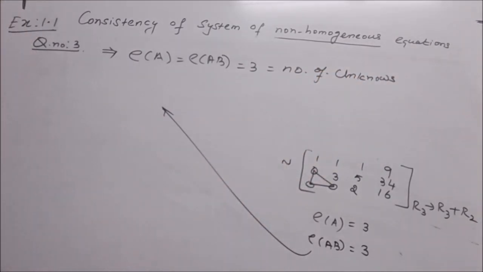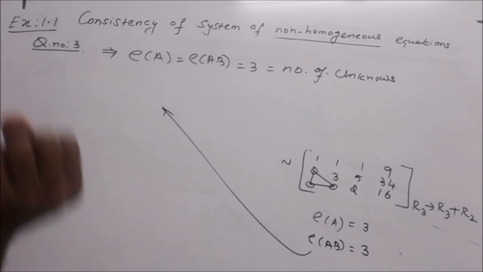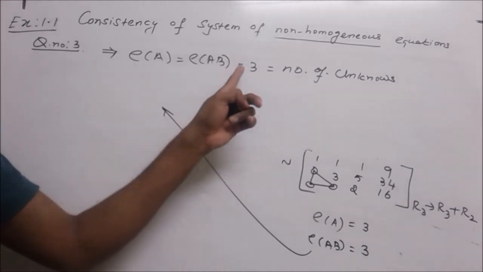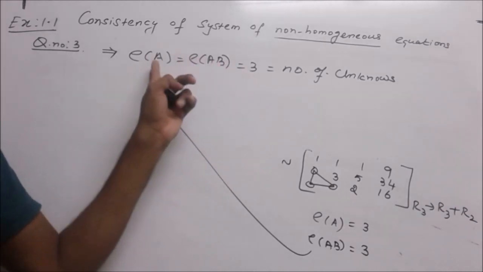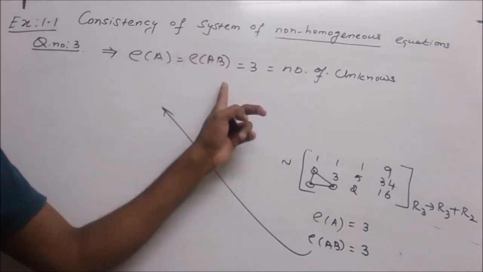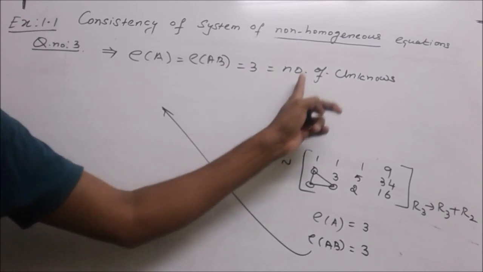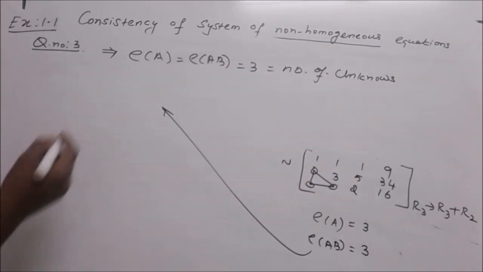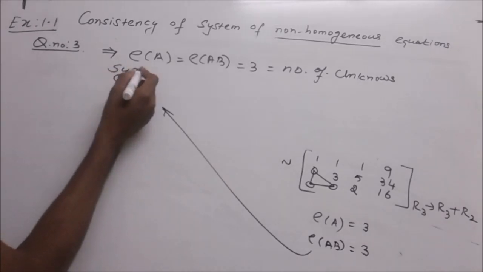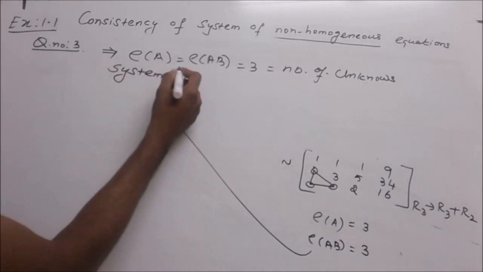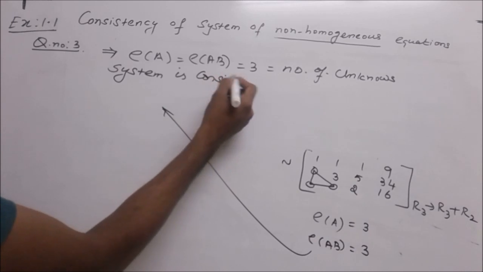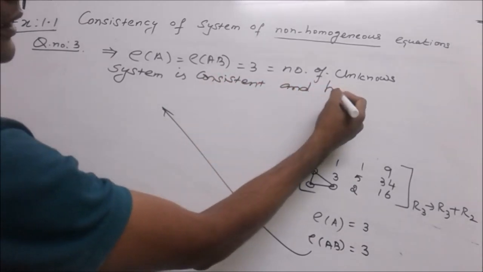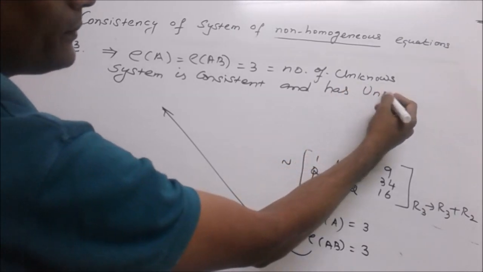How many unknowns are there in the given equation? There are 3 unknowns: x, y, z. Rank of A equals rank of AB, and equals 3. That means the rank of A and AB are equal, and that is equal to the given number of unknowns. This means the system is consistent and has a unique solution.